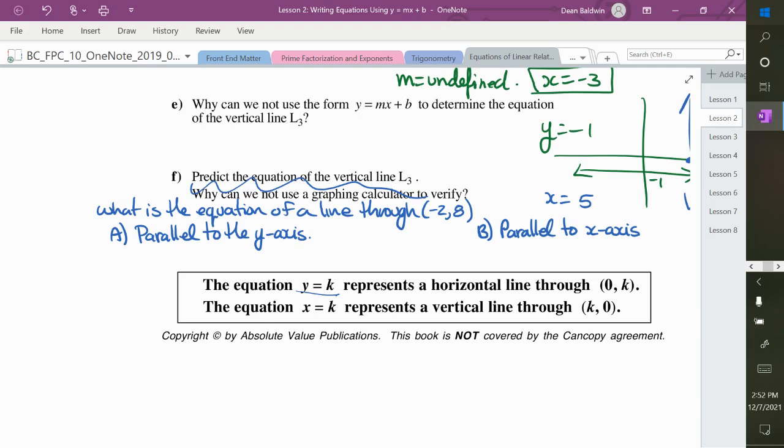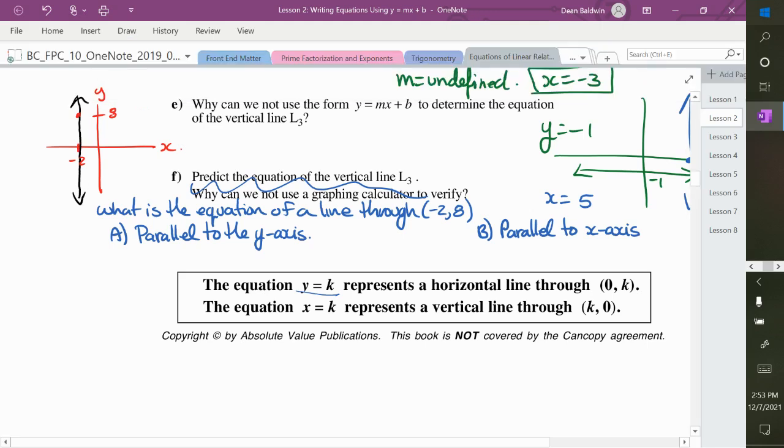If you actually just draw that out, you can do a quick sketch. We go through the point -2, 8. -2 and 8 is up there, say. Parallel to the y-axis. That's the y-axis, that's the x-axis. If I'm parallel to the y-axis, what type of line is it? It's a vertical line, right? So the line looks like this. So what's the equation of that line? X equals -2. That's it.